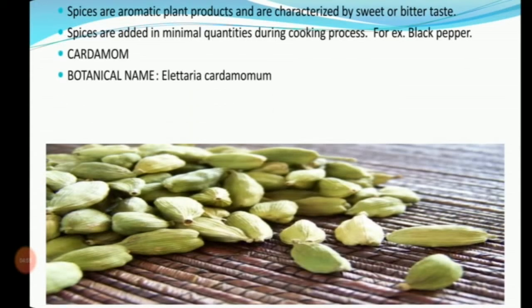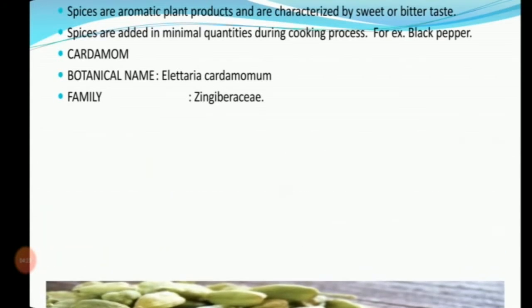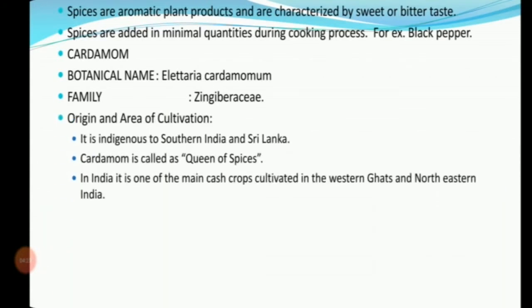Now we discuss cardamom. The botanical name of cardamom is Elettaria cardamomum. I once again repeat, it comes under the family Zingiberaceae. This cardamom is indigenous to southern India and Sri Lanka.